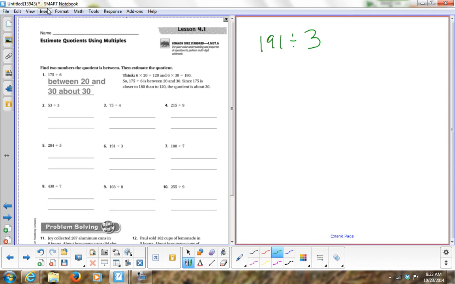If I start off at 100, then it's going to be 300, and that's way too high, right? Yes. Start off with a 10, something in a 10. 3 times 10 is 30. That's way too low, right? Yes.